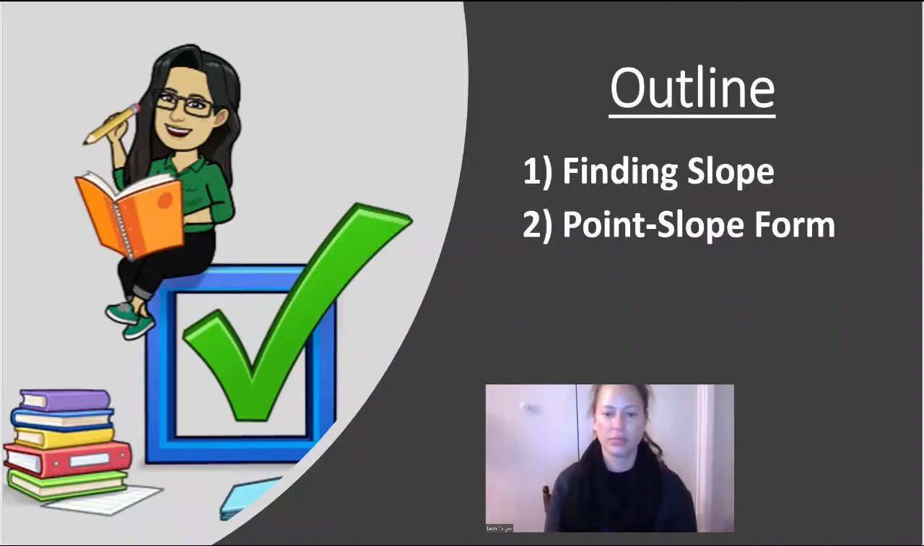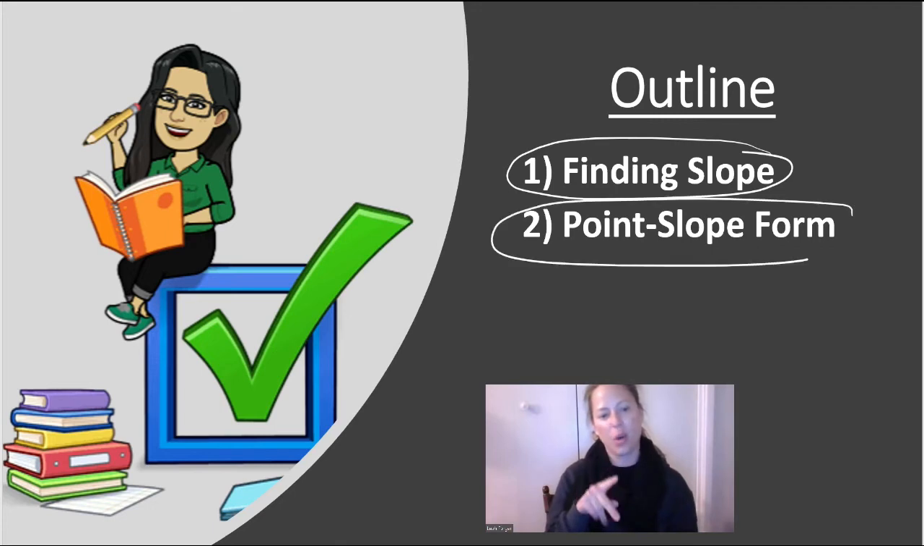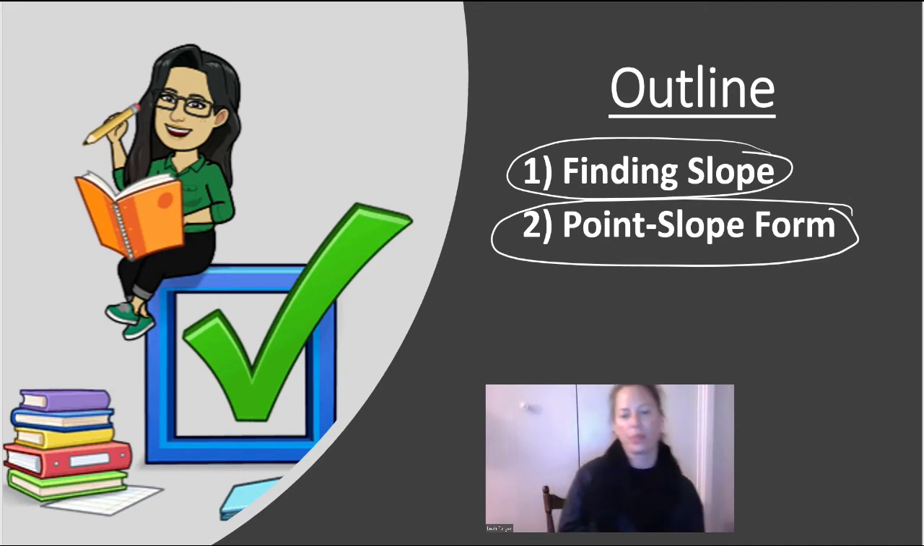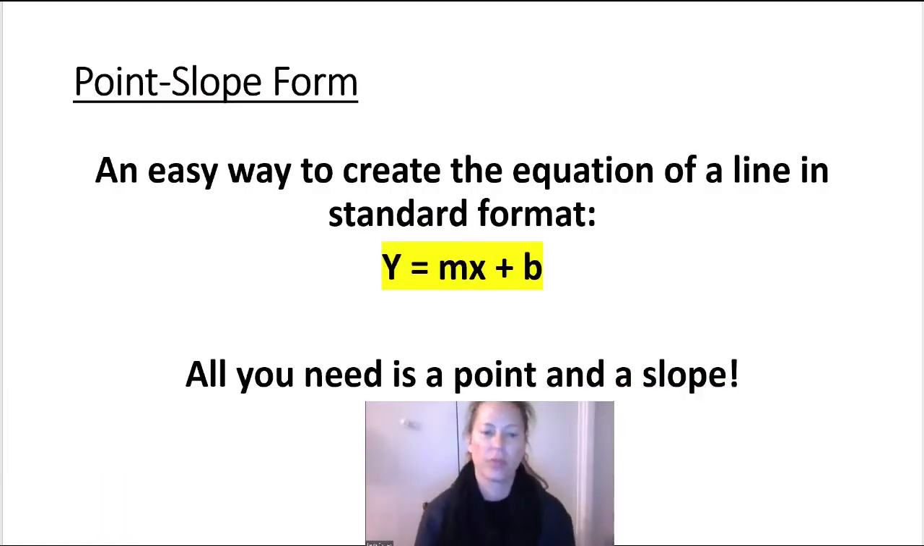All right, we are back with our outline. Okay, the first thing we did was we found slope. Now we're going to be looking at point slope form. Next slide. All right, point slope form.